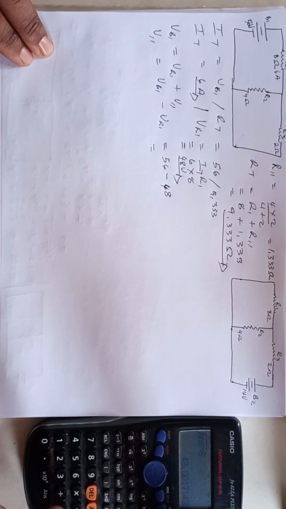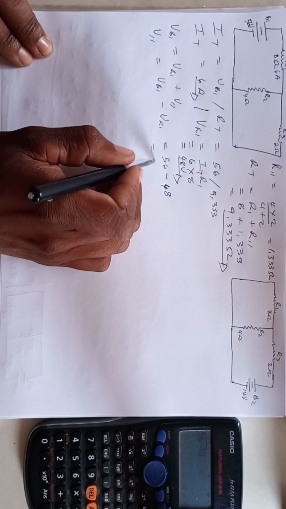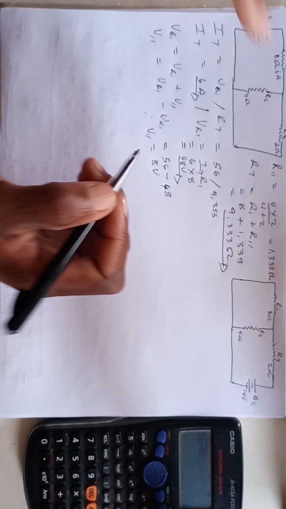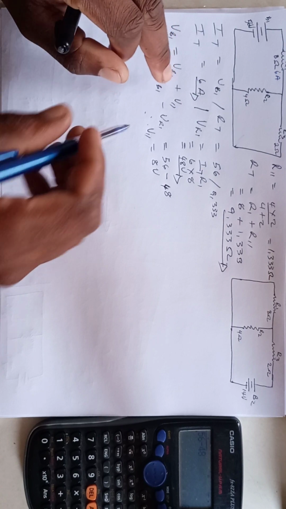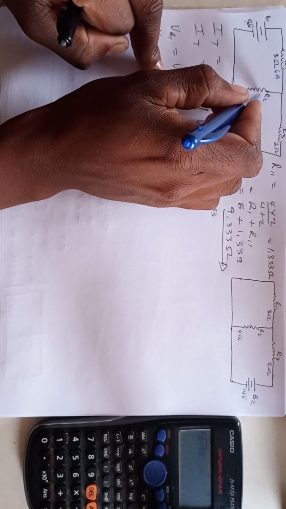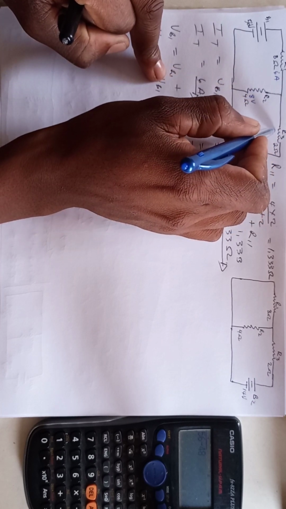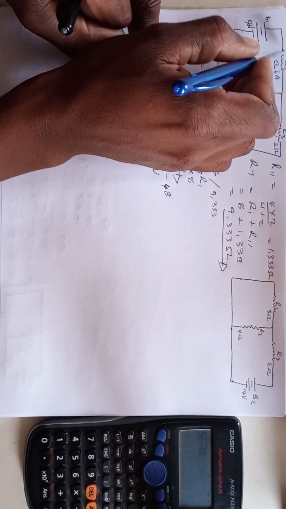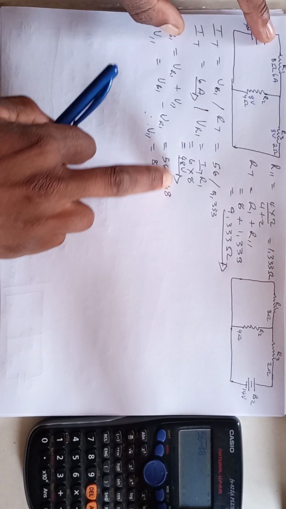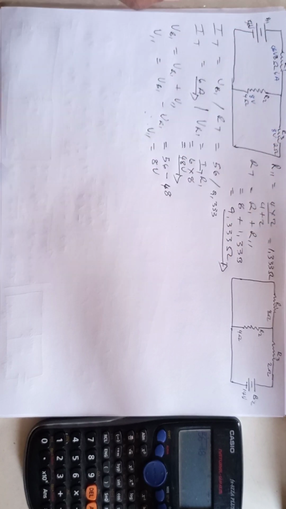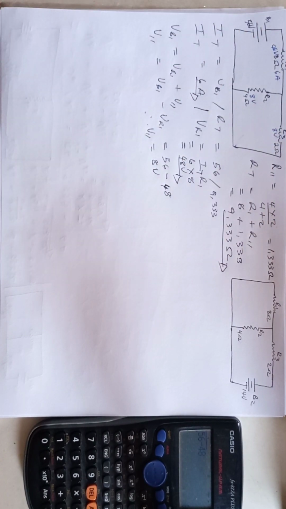So if we say 56 minus 48, what do we get? The calculator says it's 8. Therefore the volt drop across that parallel circuit is 8. So we know that here we have 8 volts and here we have 8 volts. Since this is a parallel, here we've got 48 volts here. So we know everything now across R1.